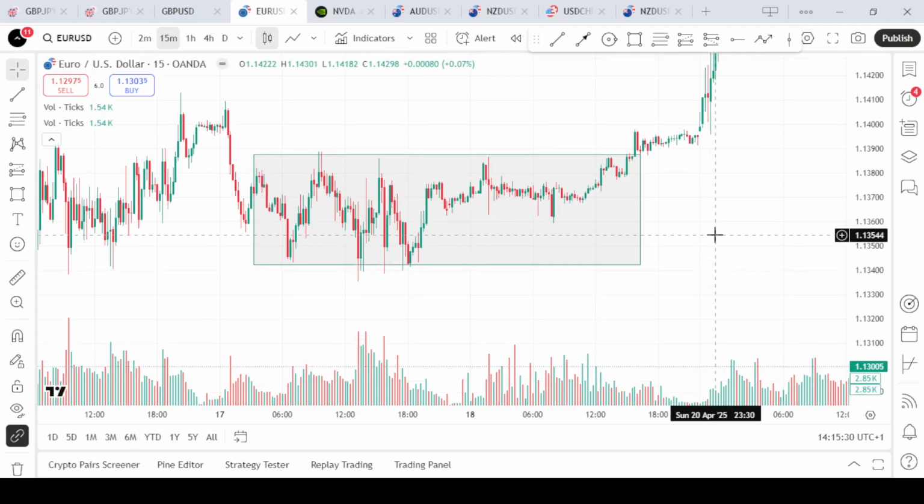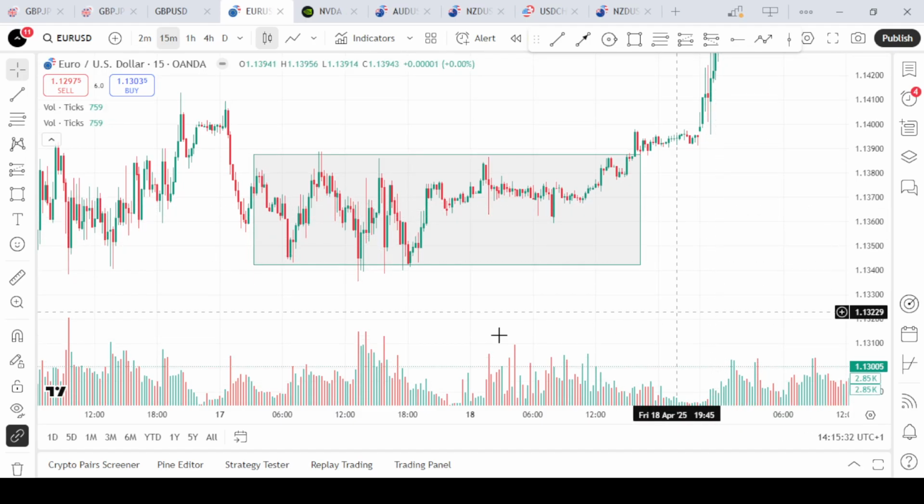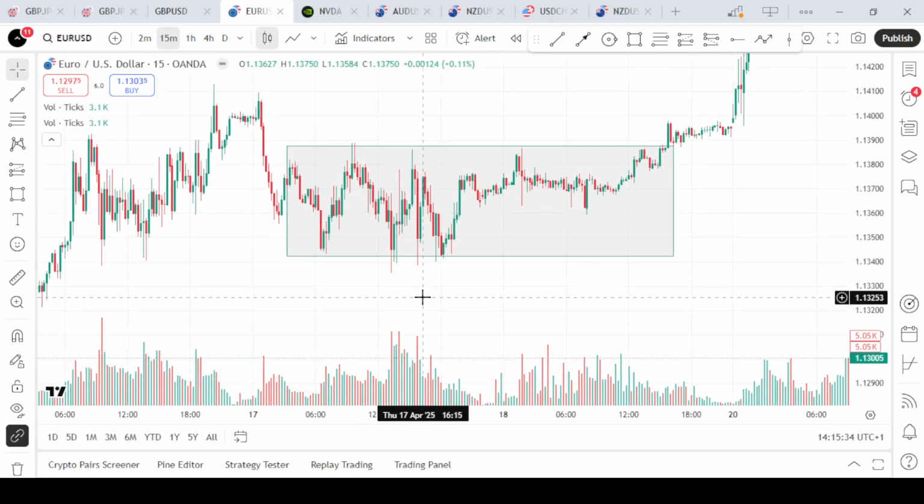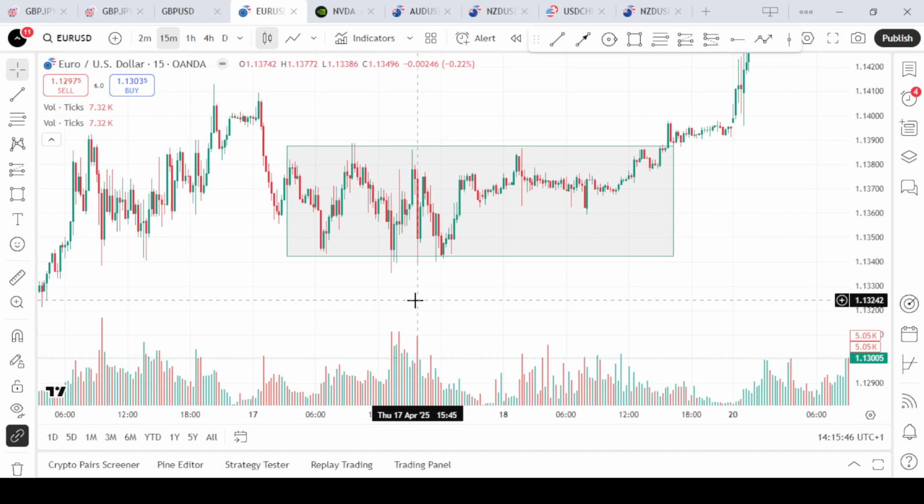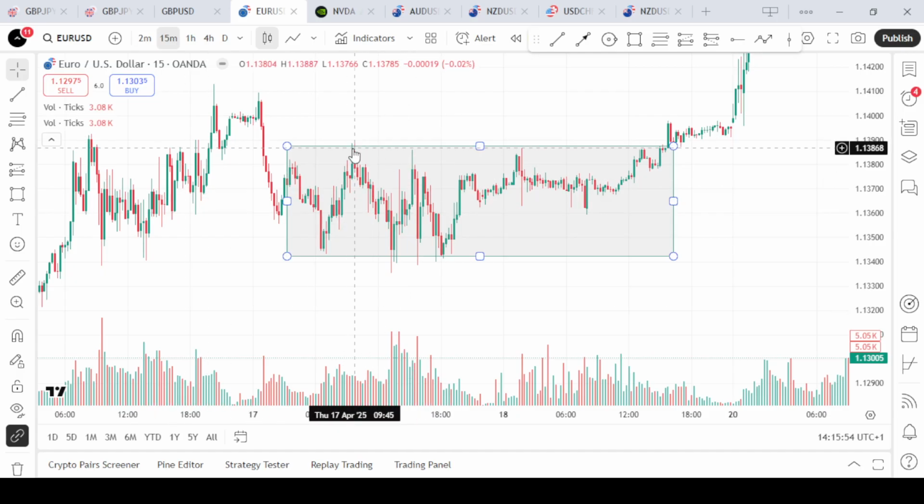Not all breakouts are created equal. The most reliable breakouts are recognized when they are in line with the trend. First, they occur after multiple touches of support and resistance levels. As you can see in this area, you can see multiple touches of the resistance region and multiple touches of the support region.